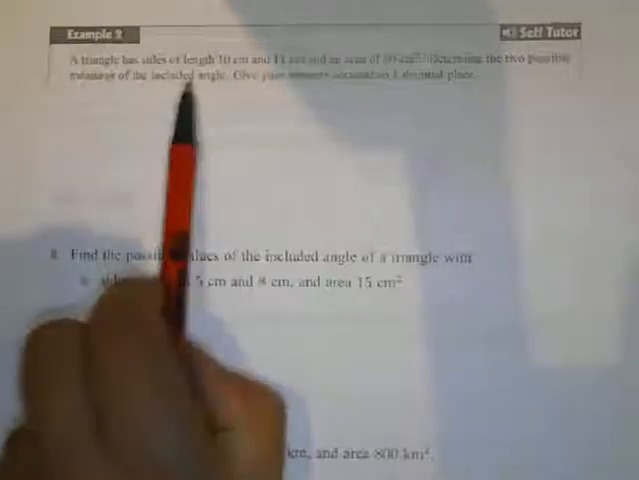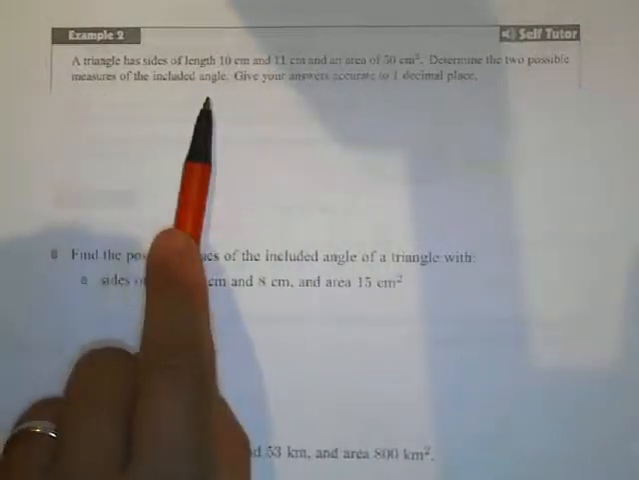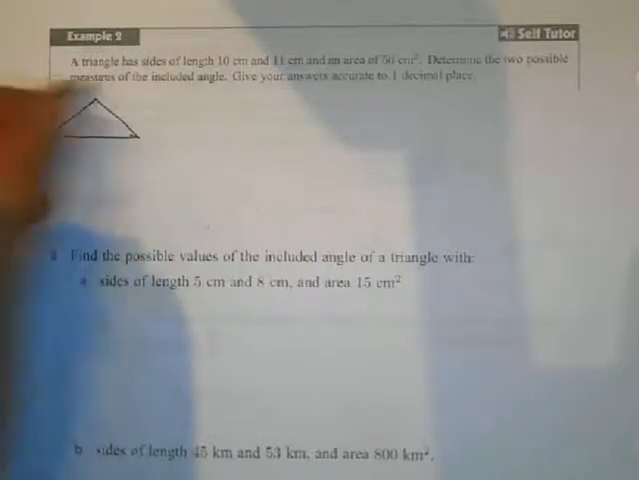All right, last page. Okay, a triangle has side lengths 10, 11, and an area of 50. Determine the two possible measures of the included angle. So I'm just going to draw a triangle here. This is 10, this is 11. We want to find the included angle.